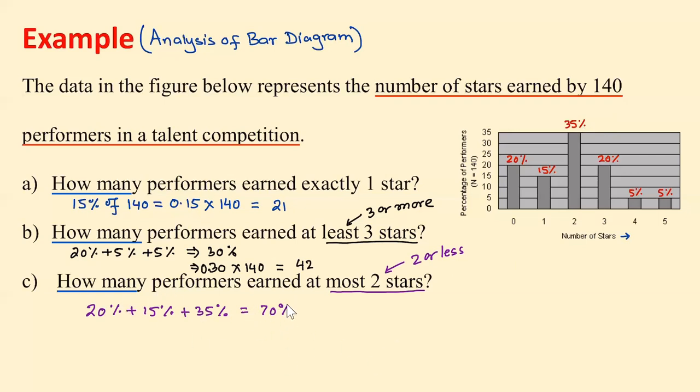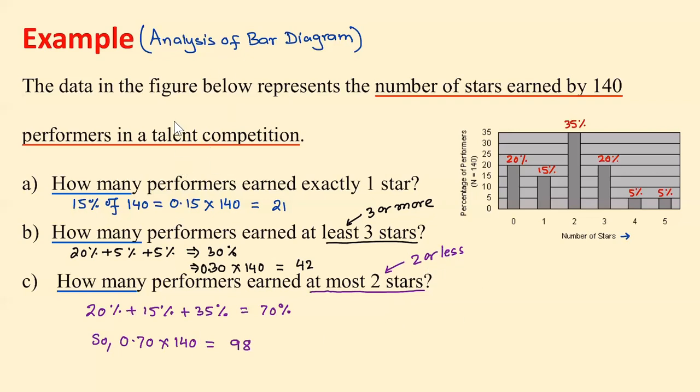So if we want to change this to a number, we have to multiply the percentage with the total number 140. So that is 70%, 0.70 times 140. If we multiply 0.70 times 140, we'll get 98. Meaning of that is 98 of them got at most 2 stars, that is 2 or less stars.